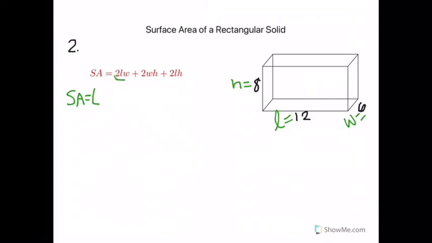Surface area equals, start your parentheses. So let's look at this first part here: 2 times length, which is 12, times width, which is 6, plus second part, 2 times width times height. Width is 6, height is 8, plus last part, 2 times L times H, 2 times 12 times 8.